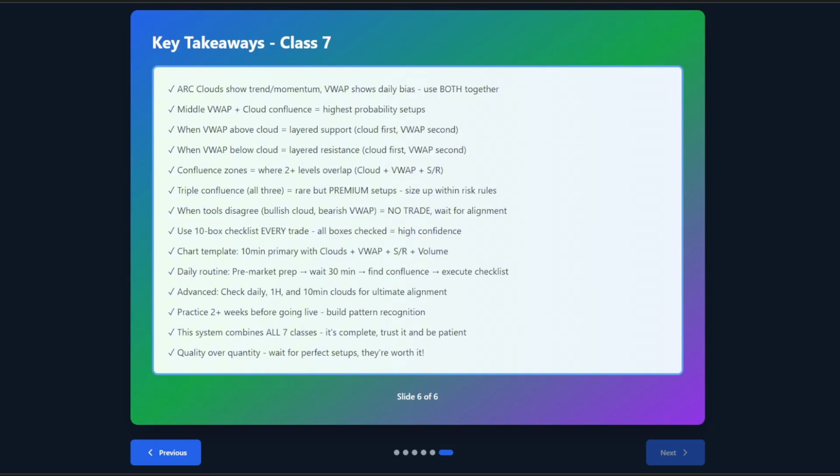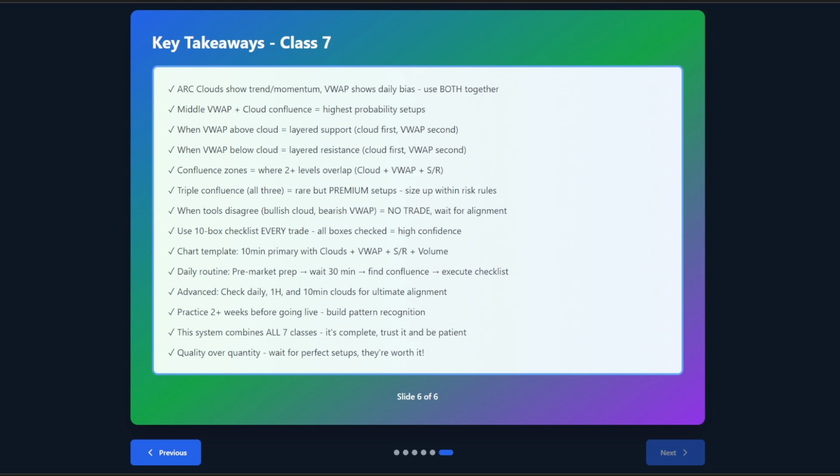So this system combines all 7 classes. It's complete, trust it, and be patient. Quality over quantity. Wait for perfect setups. They're worth it. With the proper risk management, if your losses are always smaller than your wins, you're going to be stay good. You're going to be waiting for the confluences. You're going to be confident in your trades because you're only taking A+ setups, right?